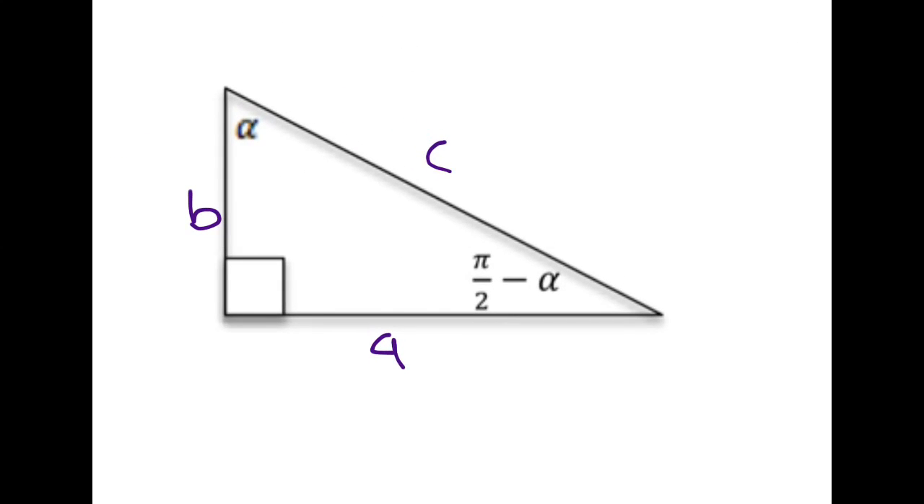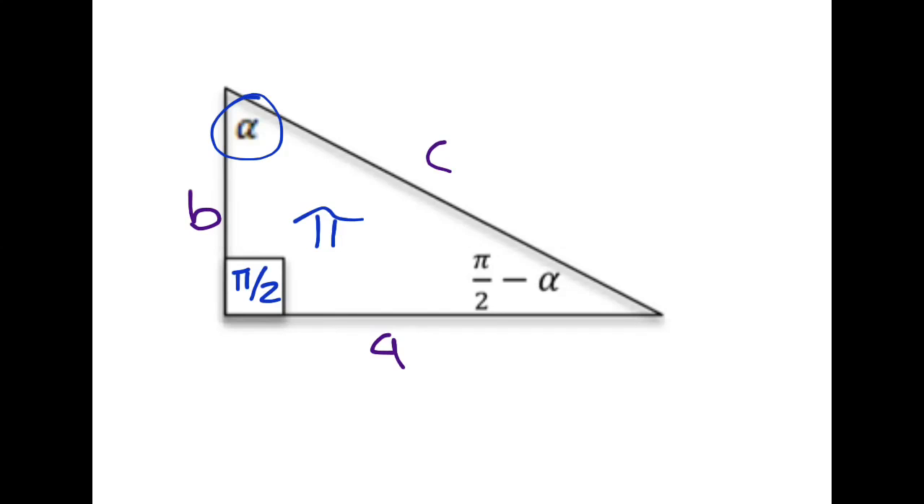Okay, so we're going to talk about co-function identities here. Notice that I've arbitrarily labeled an angle as alpha, and I've labeled the other angle as pi over 2 minus alpha. Let's make sure we understand why it's pi over 2 minus alpha. Well, think about a full triangle has 180 degrees in it. 180 degrees is the same as pi radians, but we have a 90-degree angle right here, that right angle there. 90 degrees is equivalent to pi over 2.